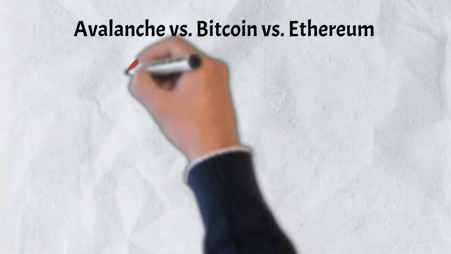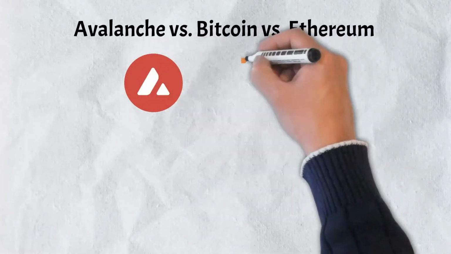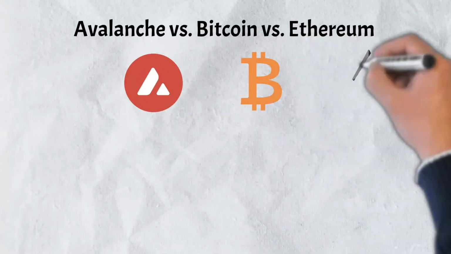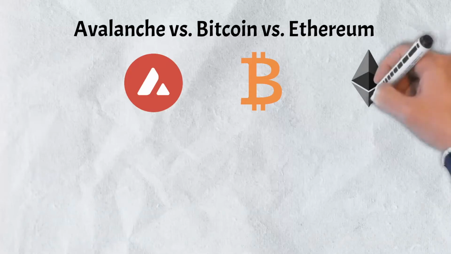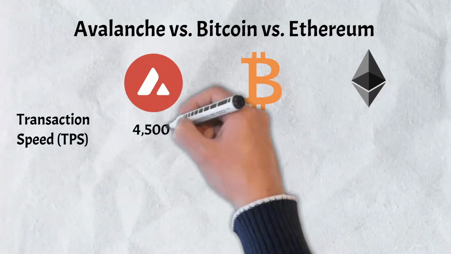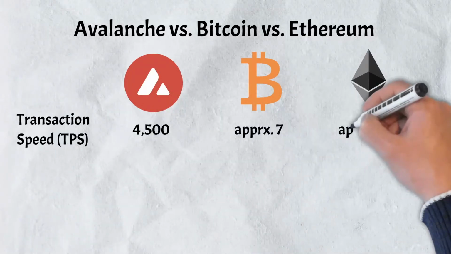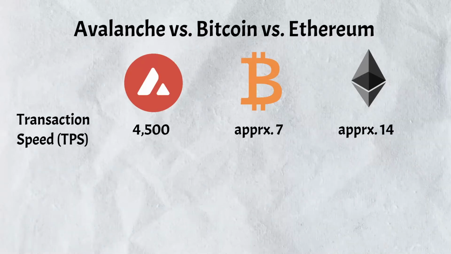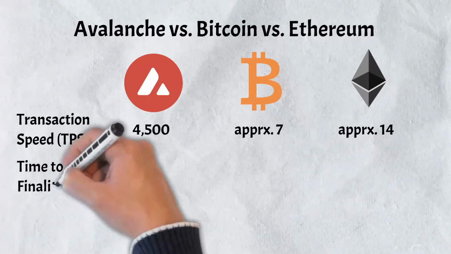So how does Avalanche stack up against Bitcoin and Ethereum? As you're about to see, pretty well. With regards to speed, there's really no comparison. Avalanche can process more than 4,500 transactions per second while Bitcoin can process about 7 on the high end and Ethereum around 14. It's worth noting, however, that Ethereum is in the process of an upgrade that will allow it to process transactions in the tens of thousands.